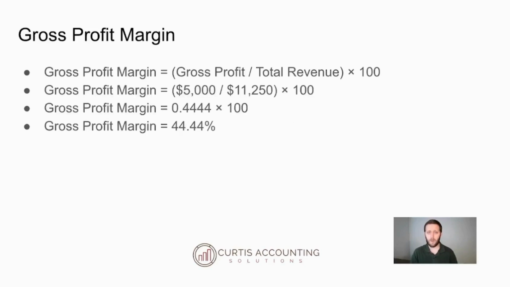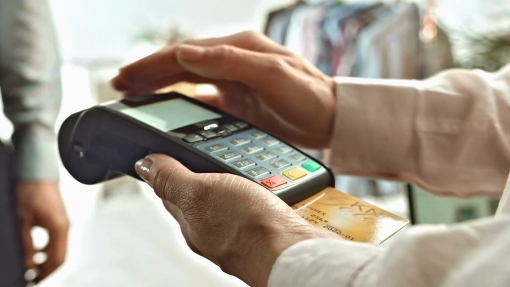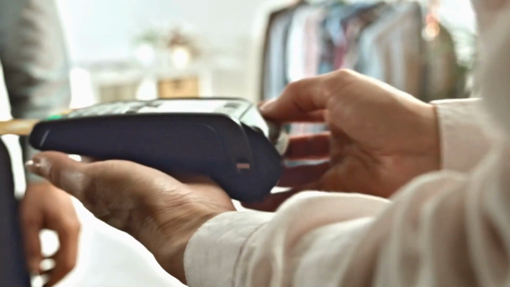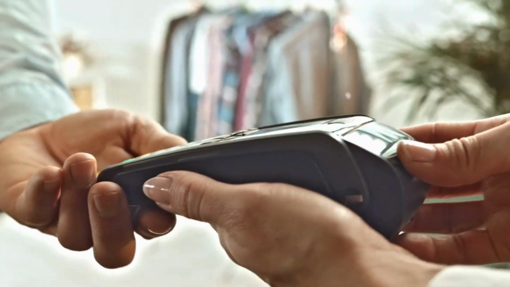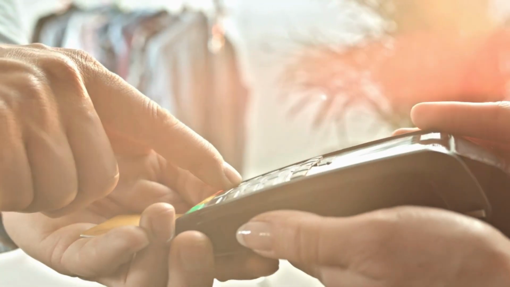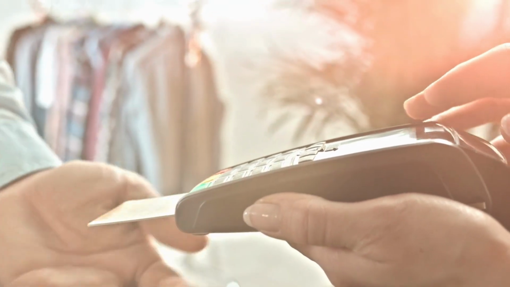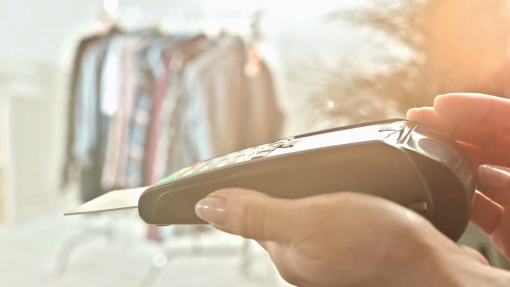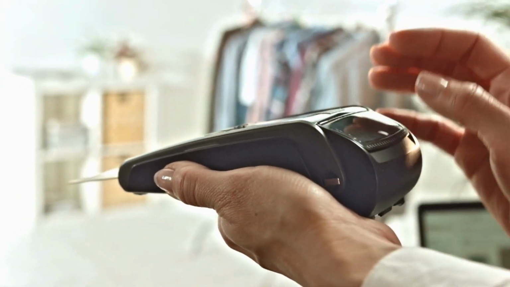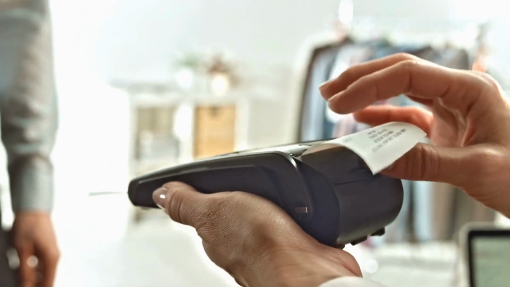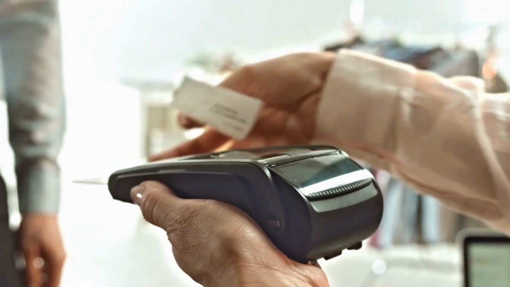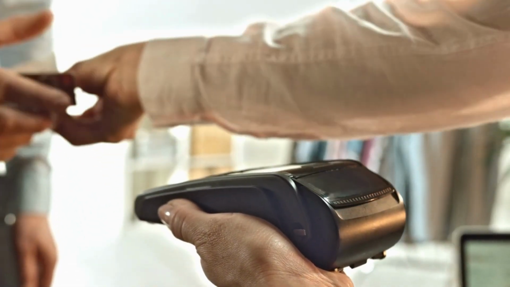Now we take that gross profit and divide that by the total revenue, and after plugging in those numbers, we get 44.44%. This indicates that for every dollar of revenue generated from shoe sales, your store retains about 44 cents as gross profit after accounting for the cost of goods sold. This tells you how much you have to cover your other expenses. So analyzing your cost structure and pricing strategies can really improve your gross profit margins over time.